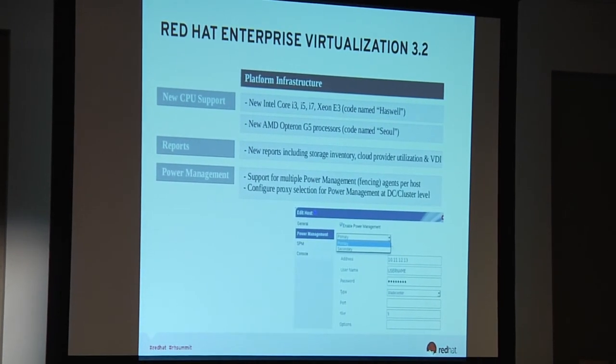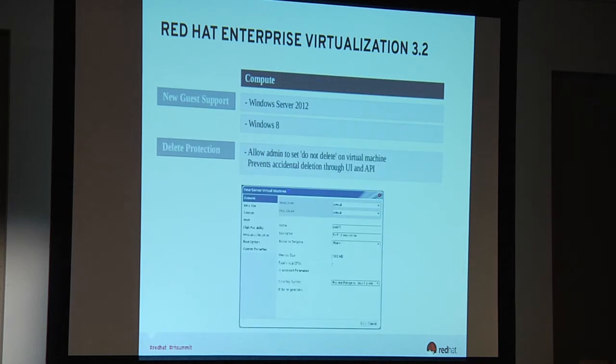Support for new CPUs, Haswell and Sol, a number of new reports, especially around VDI and for cloud providers. Official support for Windows 2012 and Windows 8. They were supported in 3.1 and RHEL 6.4, but we're adding improvements, especially around the guest agent support. And a commonly requested feature called delete protection. You're in the UI, you select a VM, you hit delete, and you hit OK, and you realize it was the wrong one. So you can now lock a VM, and you have to literally go into the configuration to uncheck the protection before it can be deleted.